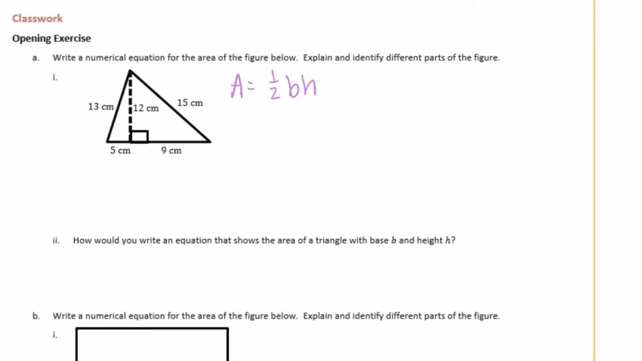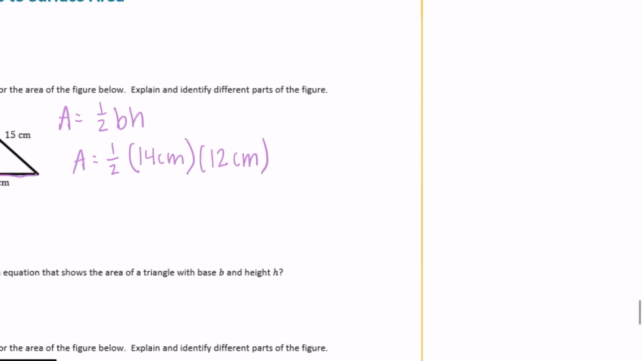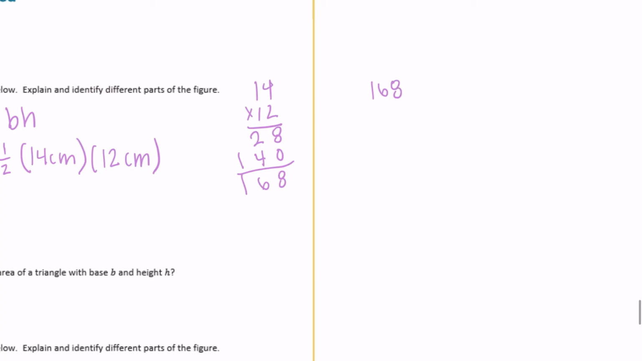So we can find the area by doing 1/2. So the base is 5 there and 9 there. So together, it's 14 centimeters, times the height is right here, 12 centimeters. So let's solve 14 times 12 and then find half of that. 168, and then half of 168.